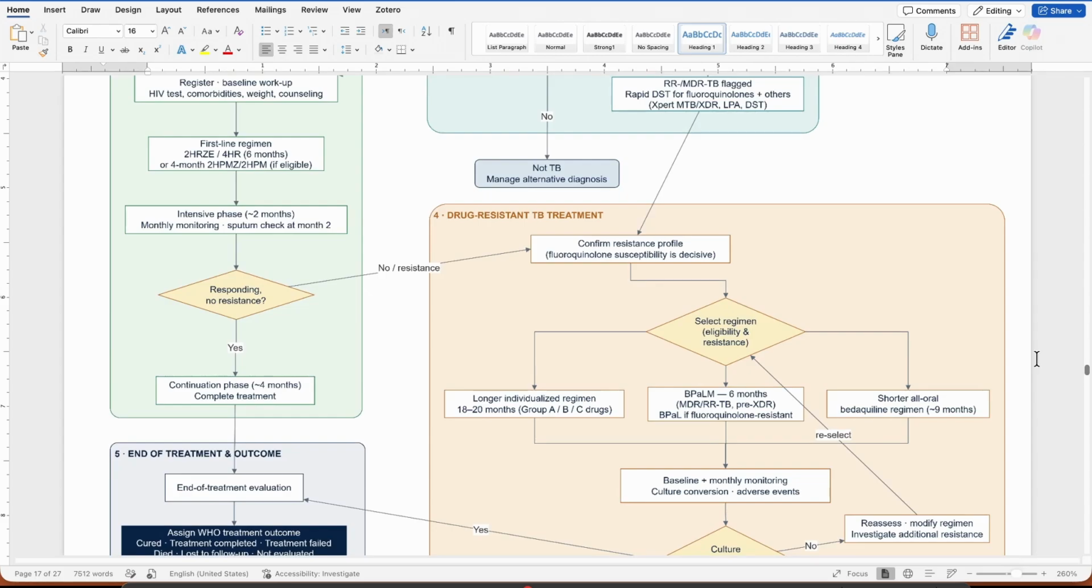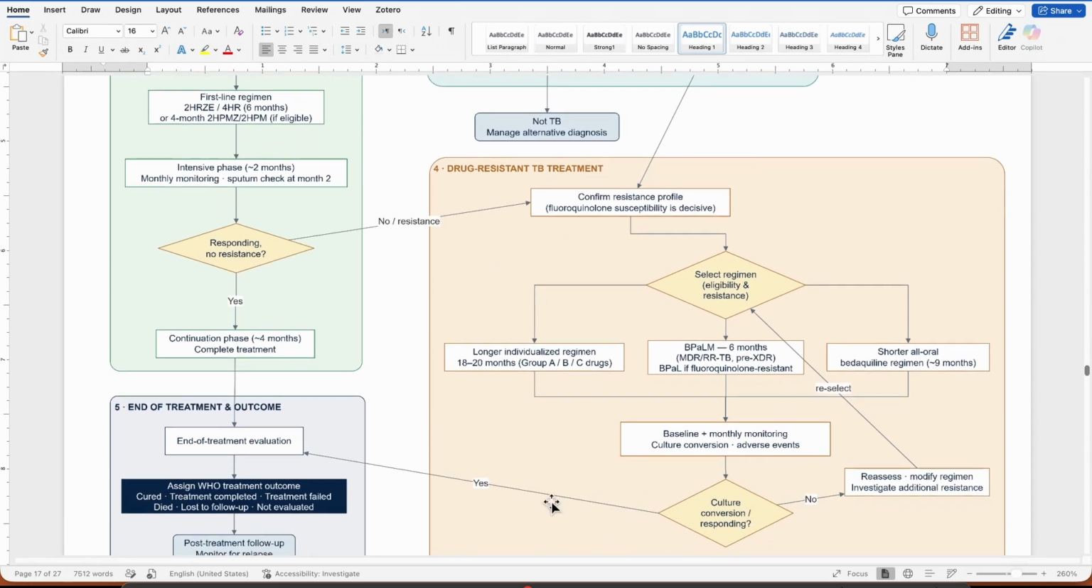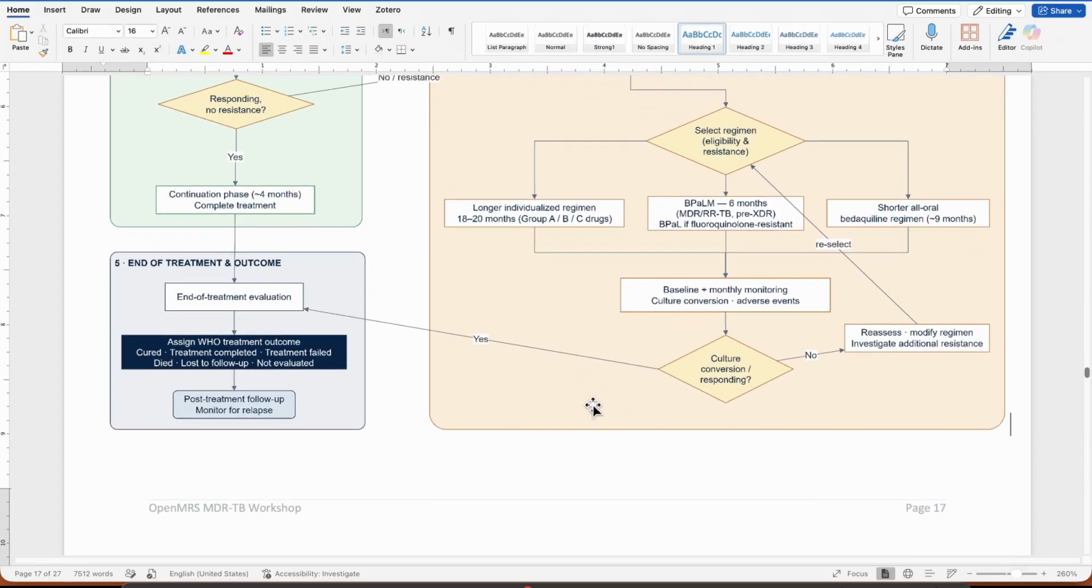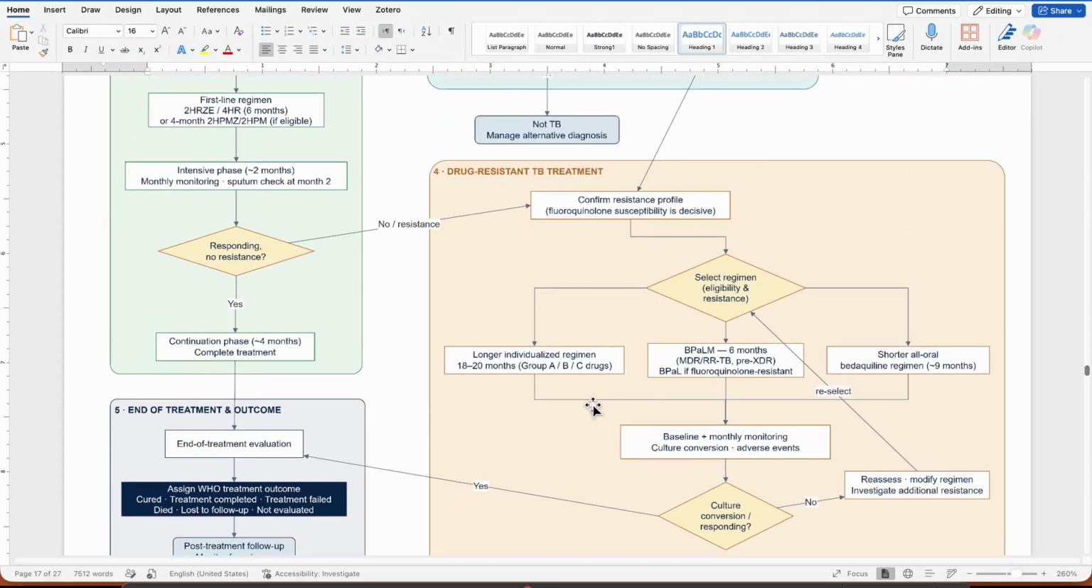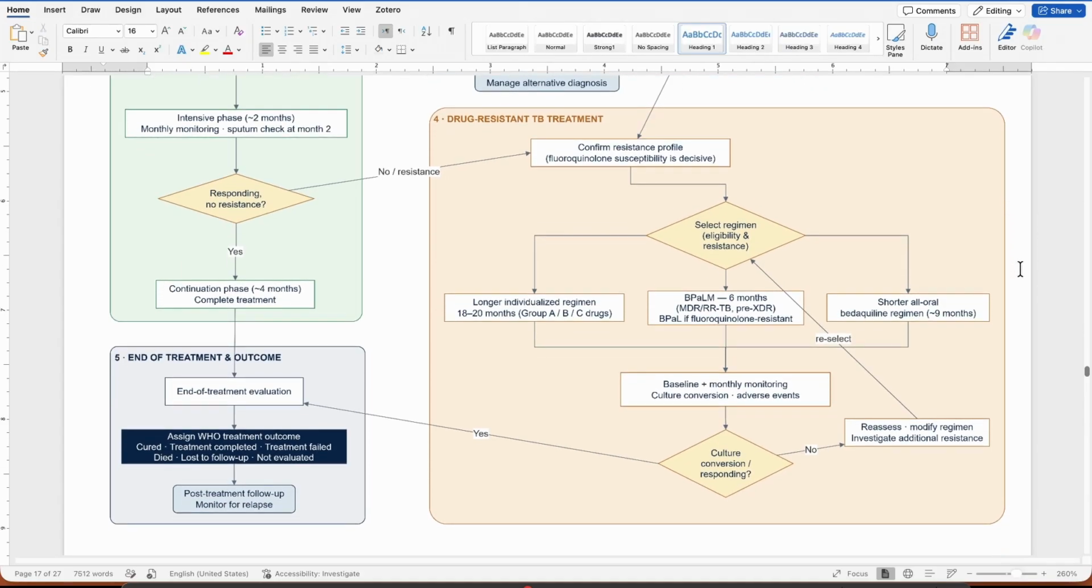MDR-TB as compared to every other. Now, this whole program, this whole separate module, was built for MDR-TB. DR-TB and MDR-TB you can think of as pretty much the same thing, because the difference is only in the number of drugs that the bacteria is resistant against. So DR-TB is one drug, MDR-TB is more than one drug.